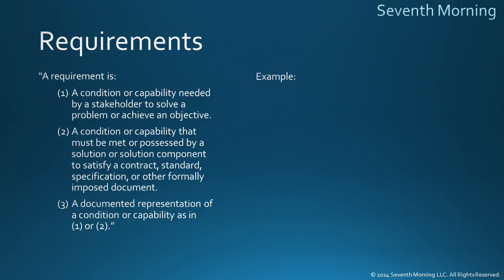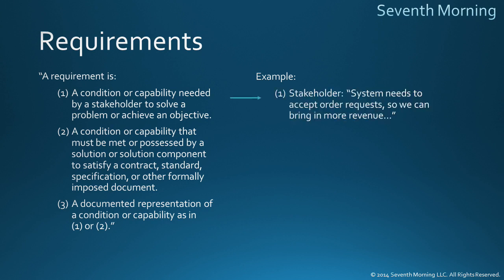Let's say you meet with one of your stakeholders, and she gives you a couple requirements. She says, well, first of all, the system needs to be able to take order requests from customers so that we can realize revenue online. That's a great example of the first definition. It's a capability that the stakeholder needs to accomplish the goal, which is, in this case, bringing in more revenue.